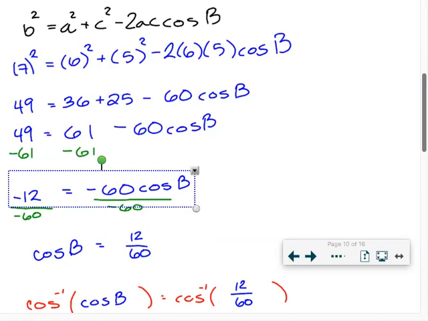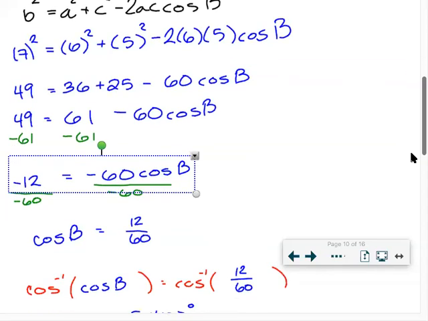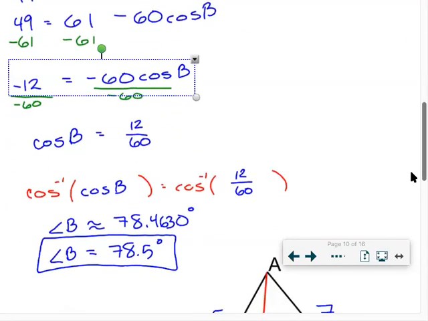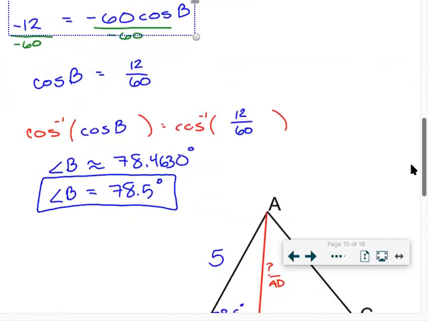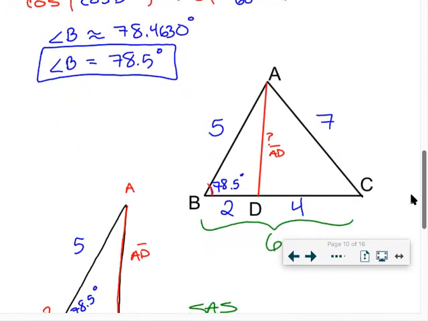I believe in the example we did, we may have solved for a different angle instead of angle B. I can't quite remember. But here we have cosine of B is equal to 12/60. You can simplify 12/60 or leave it as is. To isolate B from cosine B, we take the inverse cosine of both sides, and we end up with approximately 78.5 degrees. That gives us angle B. So here's the diagram again.